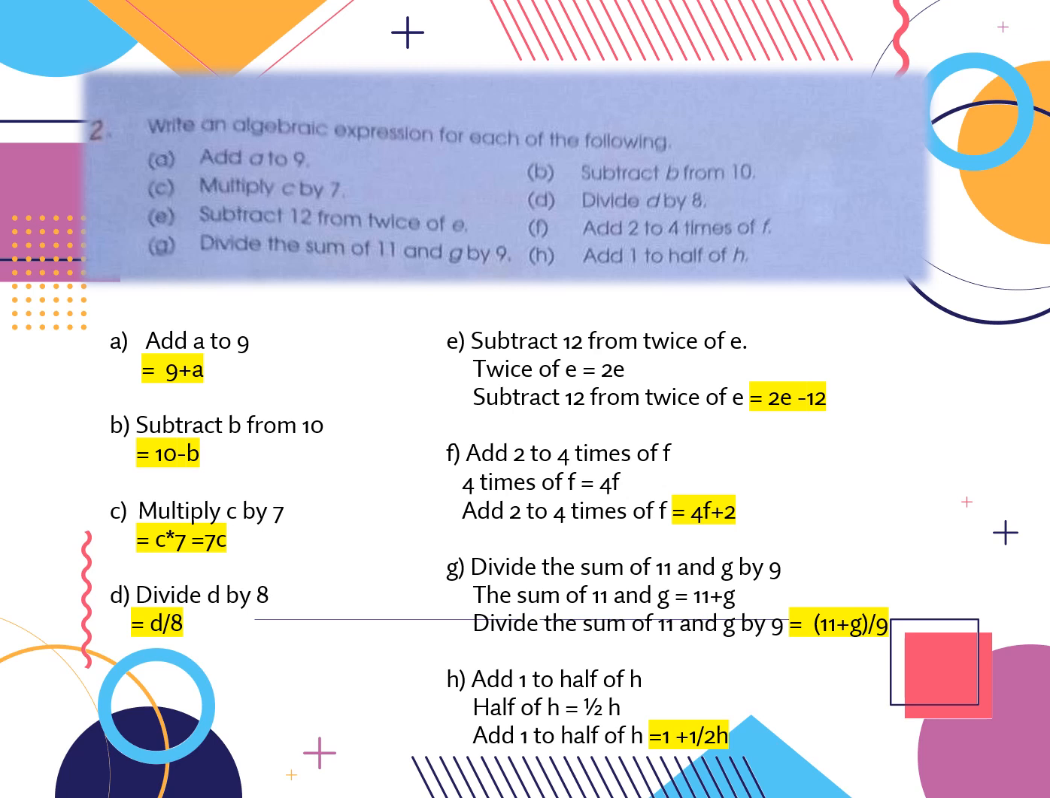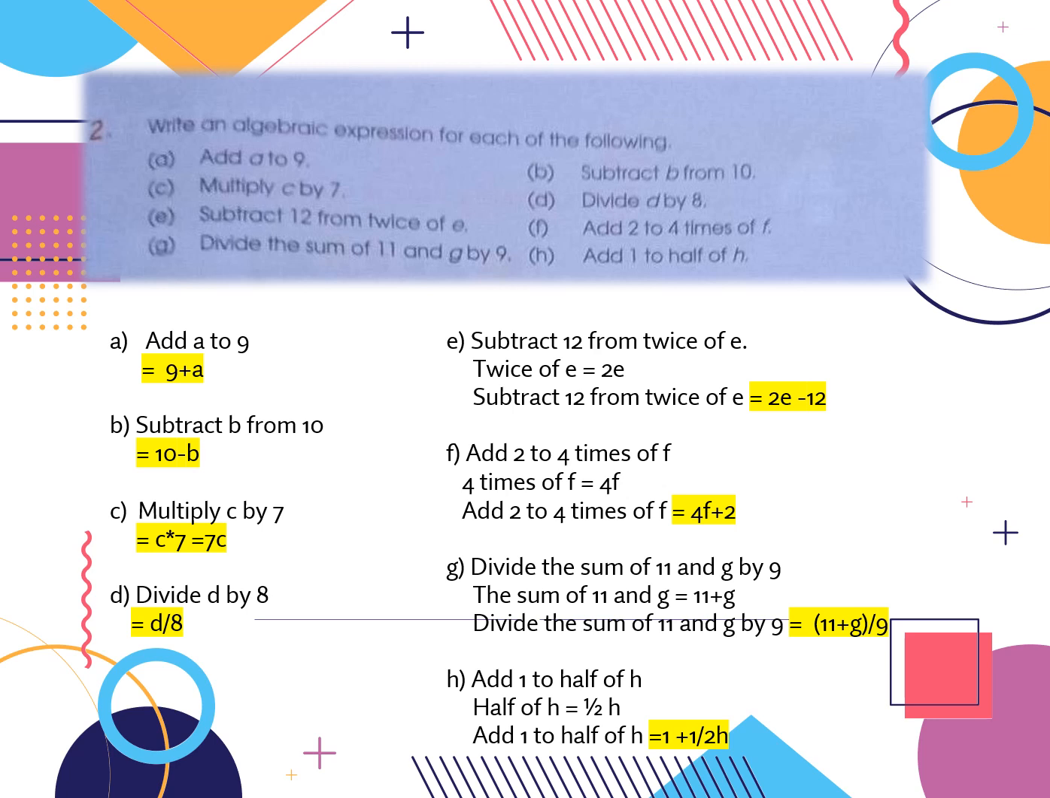So moving to part B, we have to subtract B from 10. Now here we have to subtract B from 10. So 10 comes first and B is going to be subtracted from 10. So the expression will be 10 minus B. In part C, we have to multiply C by 7. So C comes first and then there is a multiplication sign and then 7, and we can write it as 7C.